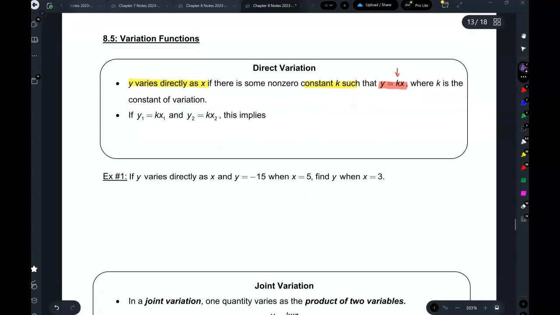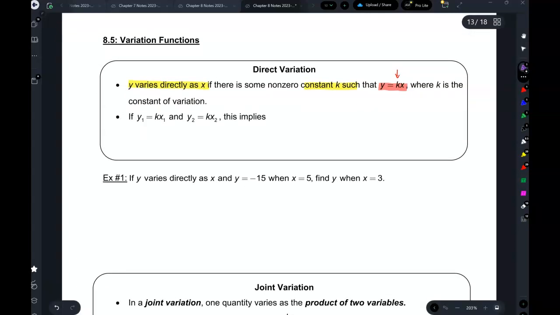There is another way to say this: y1 is kx1, y2 is kx2. If you solve this for k, what do you get? y1 over x1. If you solve this for k, what do you get? y2 over x2. So whenever you have a coordinate point from that function, y over x, you're always going to get k.